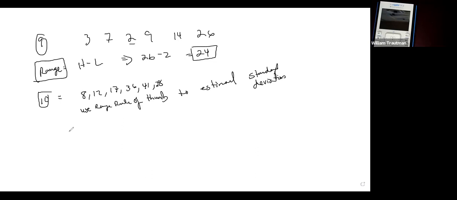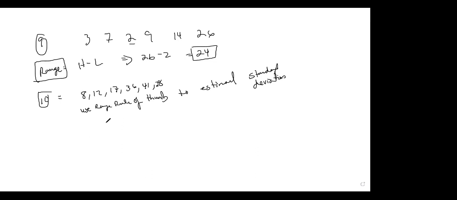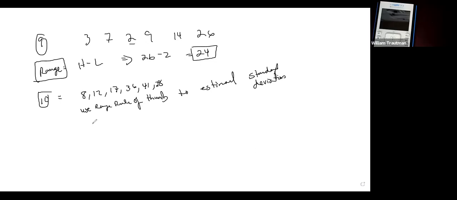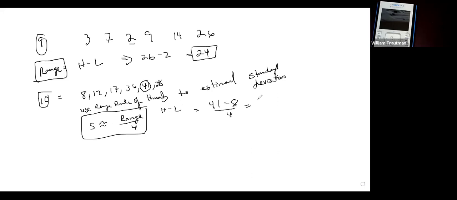Anybody remember that formula? Range rule of thumb. Range divided by 4. We're finding standard deviation, but these squiggly lines mean estimate. So we're estimating, and it's the range divided by 4. That's the formula you should have written down. The range is the highest minus the lowest. The highest number is 41. The lowest number is 8. And then we divide it by 4. So this becomes 33 divided by 4.